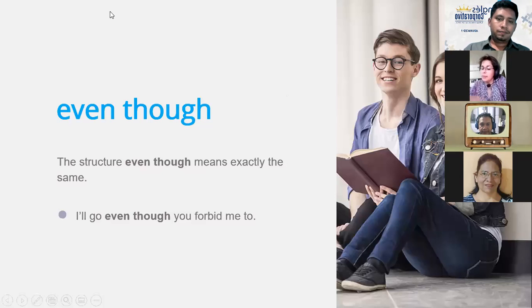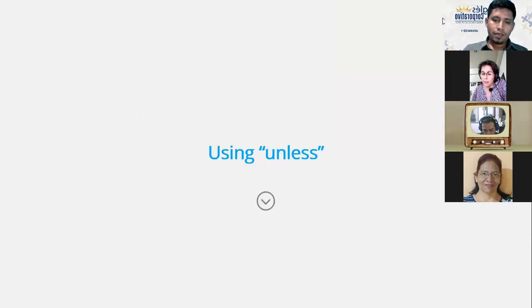Then we're going to see this other example. This one is an extra one: even though. What happened with this structure? Even though means the same as using even if, so we can use it in the same context. As we saw previously, it's used when we want to emphasize that something is going to happen, no matter what we can consider for it. So that's even though.